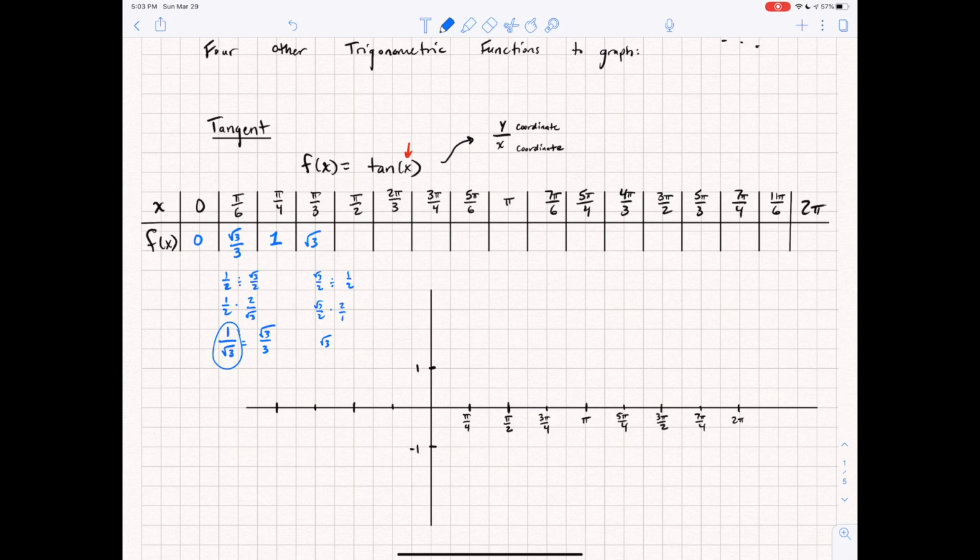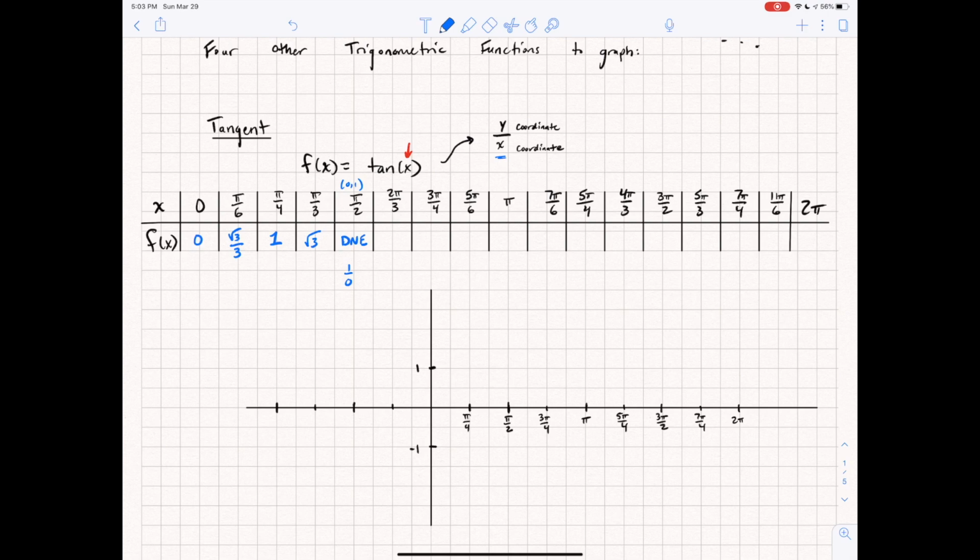Now, pi over 2 is where it gets interesting. So I'm going to go ahead and clear these out. Because at pi over 2, the coordinate there is (0, 1), meaning when I create my tangent ratio using its definition on the unit circle, this is going to give me 1 over 0, which is undefined. Right? I can't divide by 0. So this means that tangent actually does not exist at pi over 2. There's not a point there for pi over 2 like there was for sine and cosine.